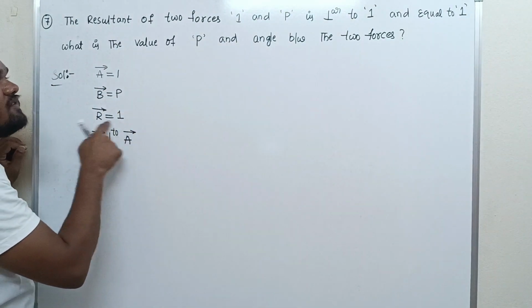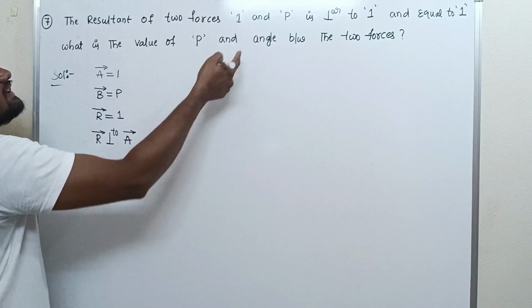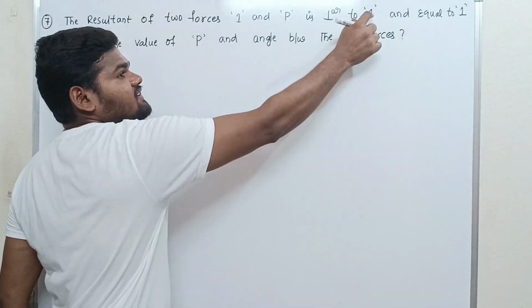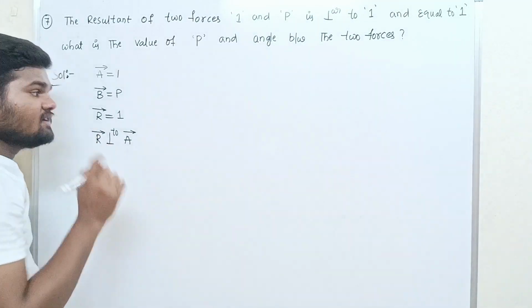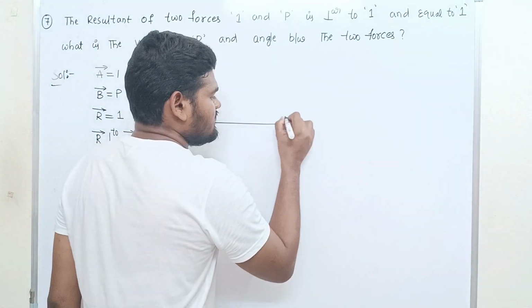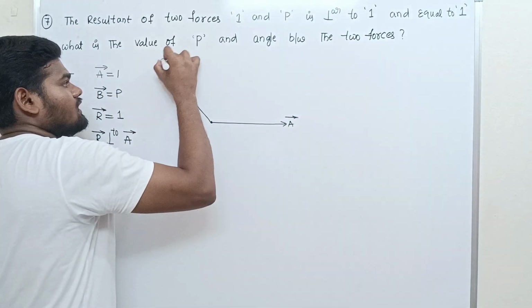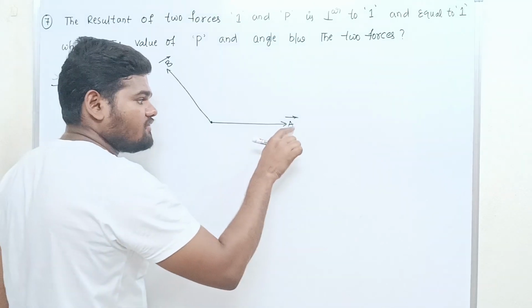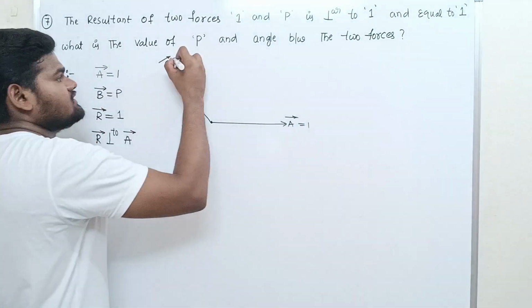They are given the value of the resultant vector, that is 1, and that resultant force is perpendicular to A. So have a look. Let us consider this is the A bar vector and this is the B bar vector. The value of A bar is 1 and the value of B bar is P.